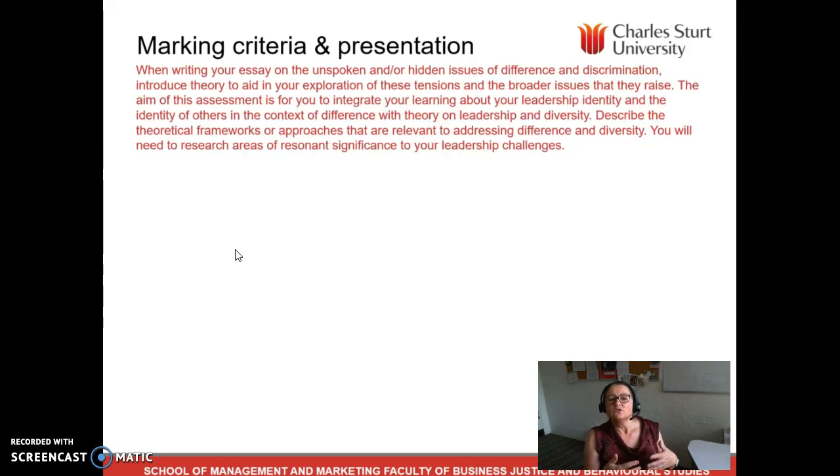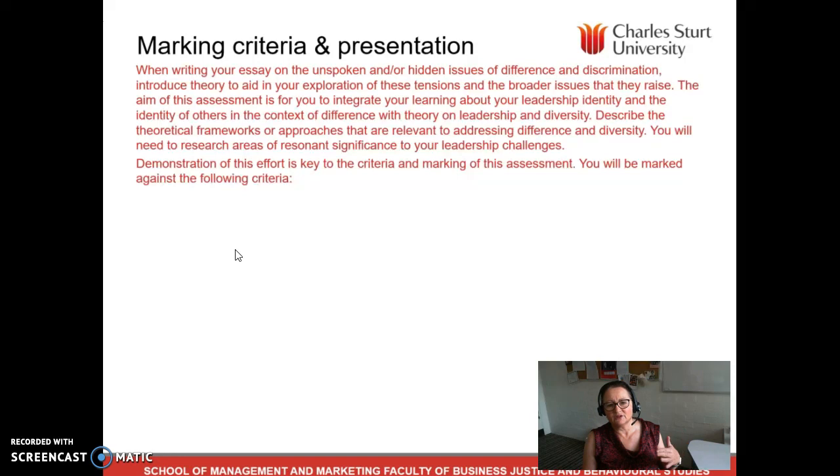Look at that in regard to the theory about framing language and the theory about using inclusive practices. The aim of this assessment is for you to integrate your learning about your leadership identity and the identity of others. So it's always in the context of the other and in the context of difference, with theory on leadership and diversity. There's lots of theory on leadership and diversity. You'll already have learned that in your first assessment when you critique those 3 readings. Describe the theoretical frameworks or approaches that are relevant to you in addressing difference and diversity. There will be a whole range of frameworks and approaches, but certain ones will align with your own context and with who you are, your identity. Some will not resonate, some will not be appropriate. Some will be very appropriate. You will need to research areas of significance to your leadership challenges. So it's within your context.